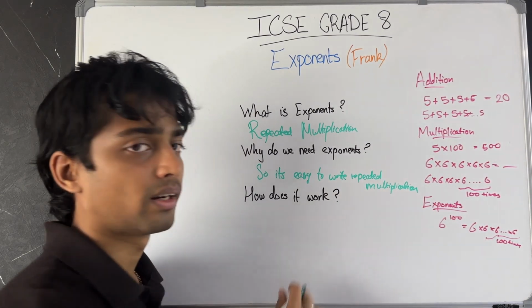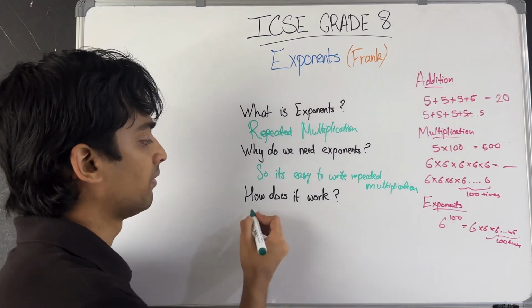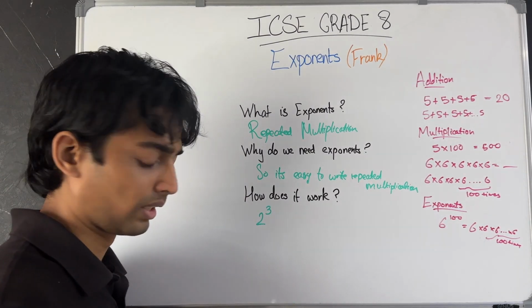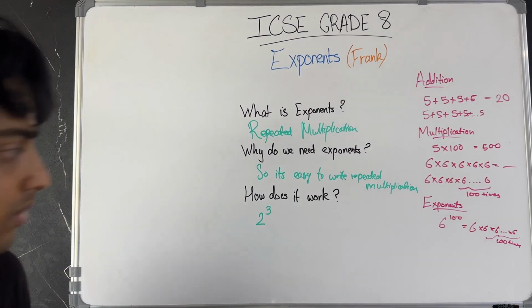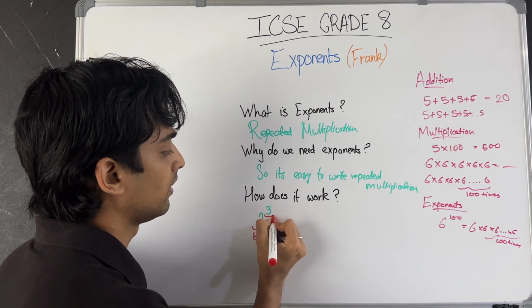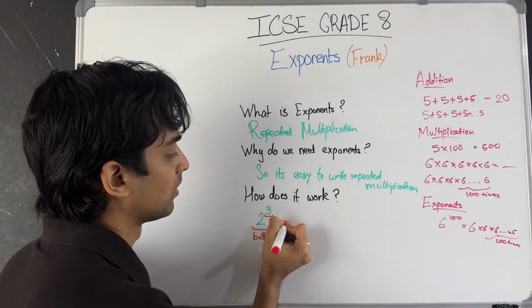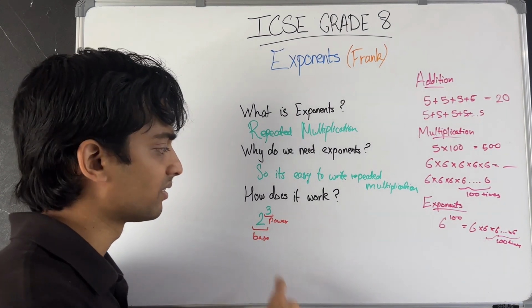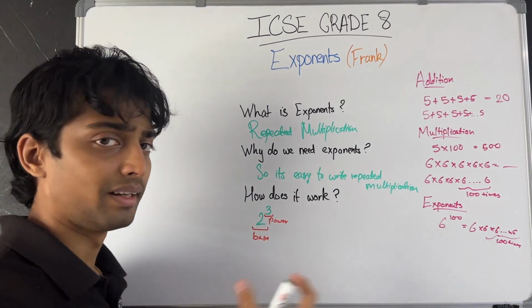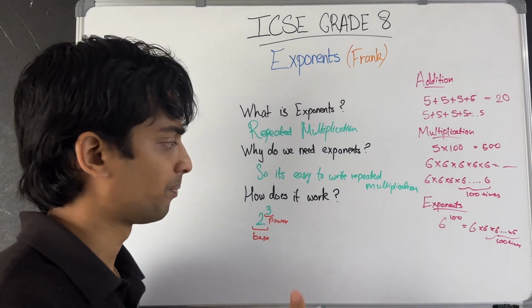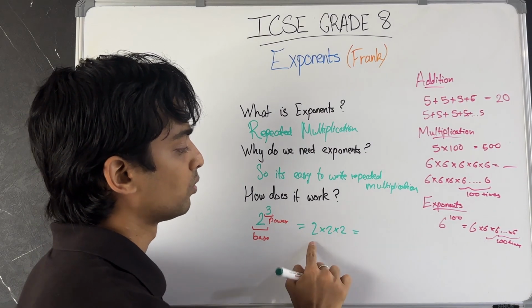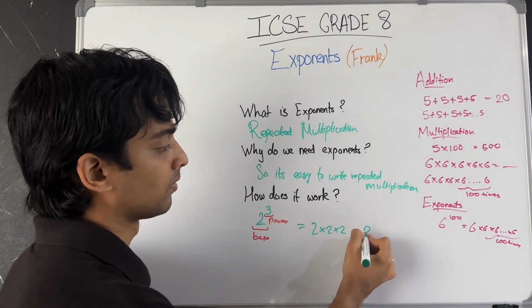And we have also looked at how does it work. So let's say if we have any number, 2 raised to 3. So we can write, 2 is our base and 3 is our power. So the base is getting multiplied by itself repeatedly and power tells us how many times it's getting multiplied. So we'll get 2 into 2 into 2, which is 2 times 2 is 4, 4 times 2 is 8.